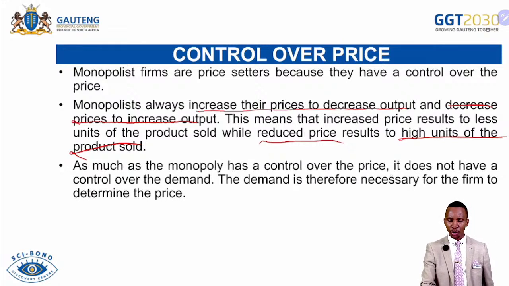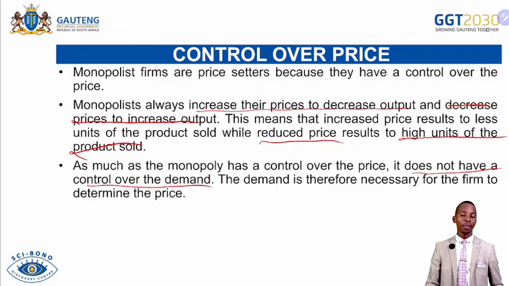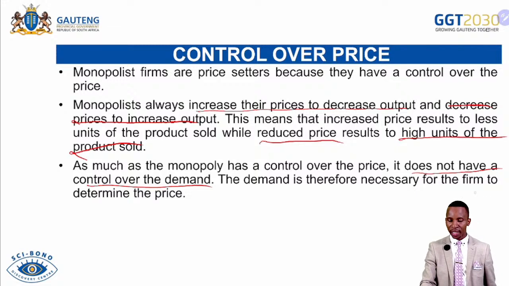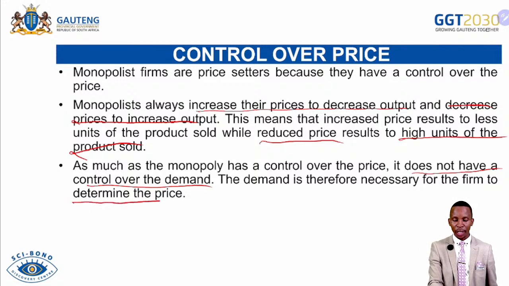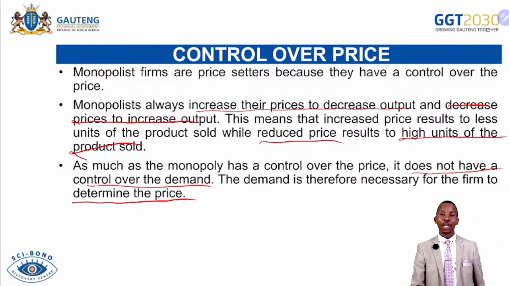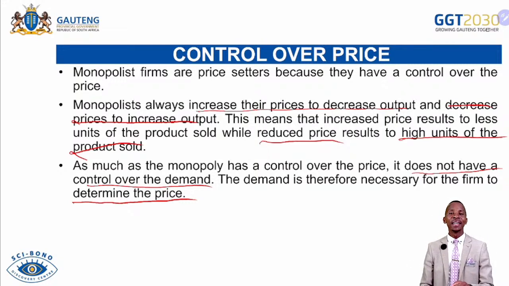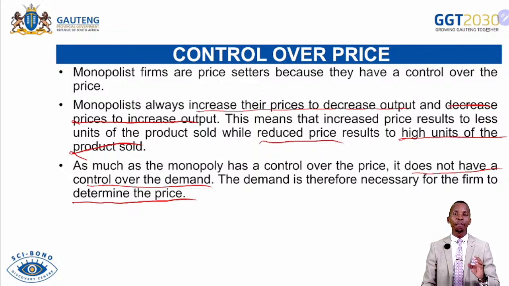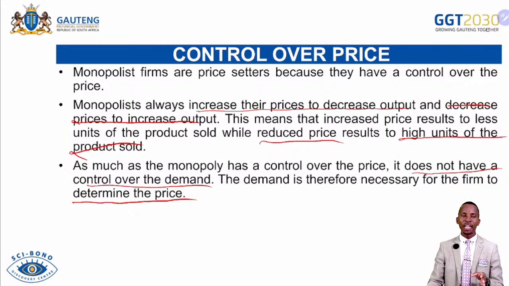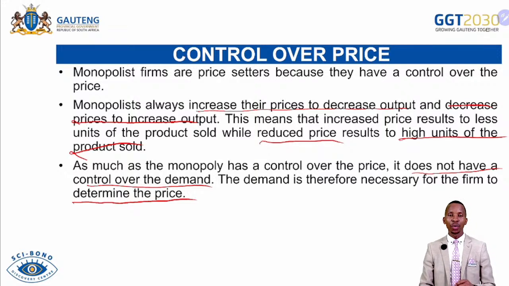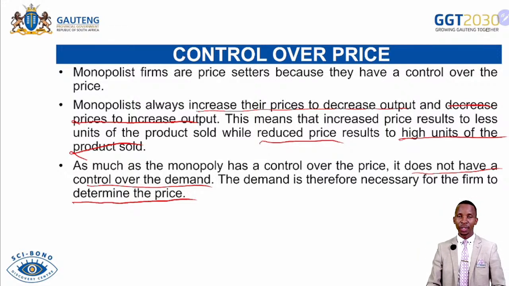As much as the monopoly has control over the price, it does not have control over the demand. Remember, consumers are the ones that determine what they demand and how they demand. The demand is therefore necessary for the firm to determine the price. It looks at the demand as the market signal in order to set its own price. The demand guides them on how they should supply the product, how much they should produce, and how much they should sell. It becomes the signal for them to determine whether the price and the output should be increased or reduced.